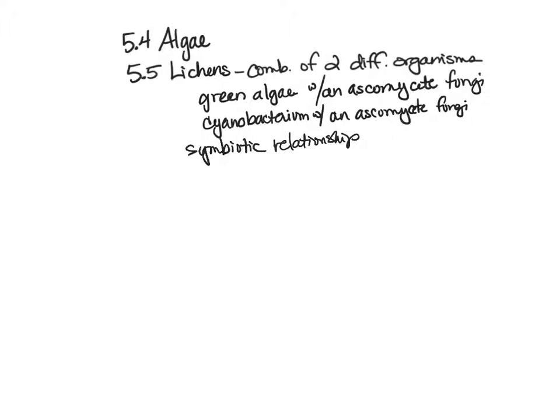This is a type of symbiotic relationship that's called controlled parasitism. And that is because the fungus actually is going to get photosynthates, so things from photosynthesis, from the algae or the cyanobacterium. And then the algae is able to grow in drier environments than it normally would because of the fungus. But the algae or the cyanobacteria does not grow as well with the fungus as it would without the fungus. So that's why it's controlled parasitism.